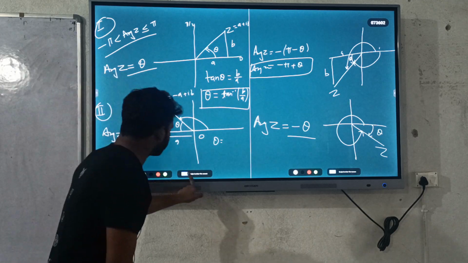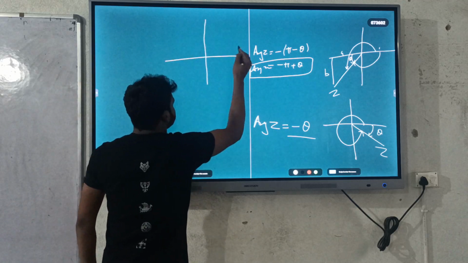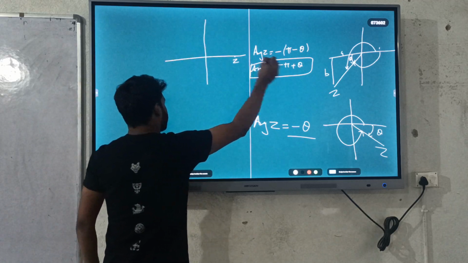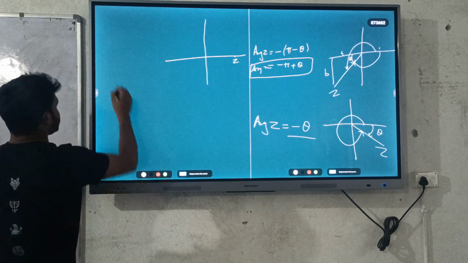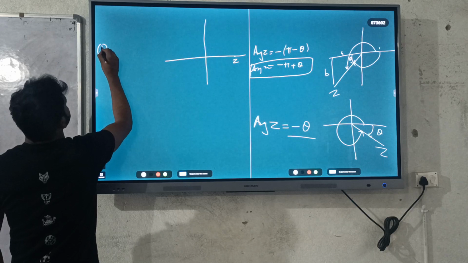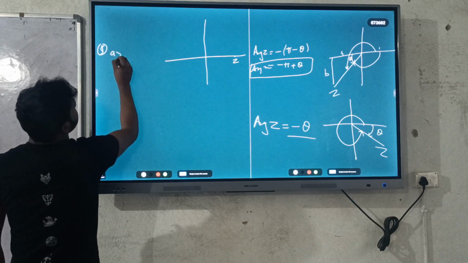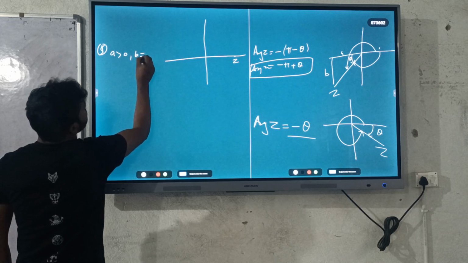Now, there is some case left. What is that? What if z lies on this line? This is my fifth case. What happened in this case? a is greater than 0 and b is equal to 0.